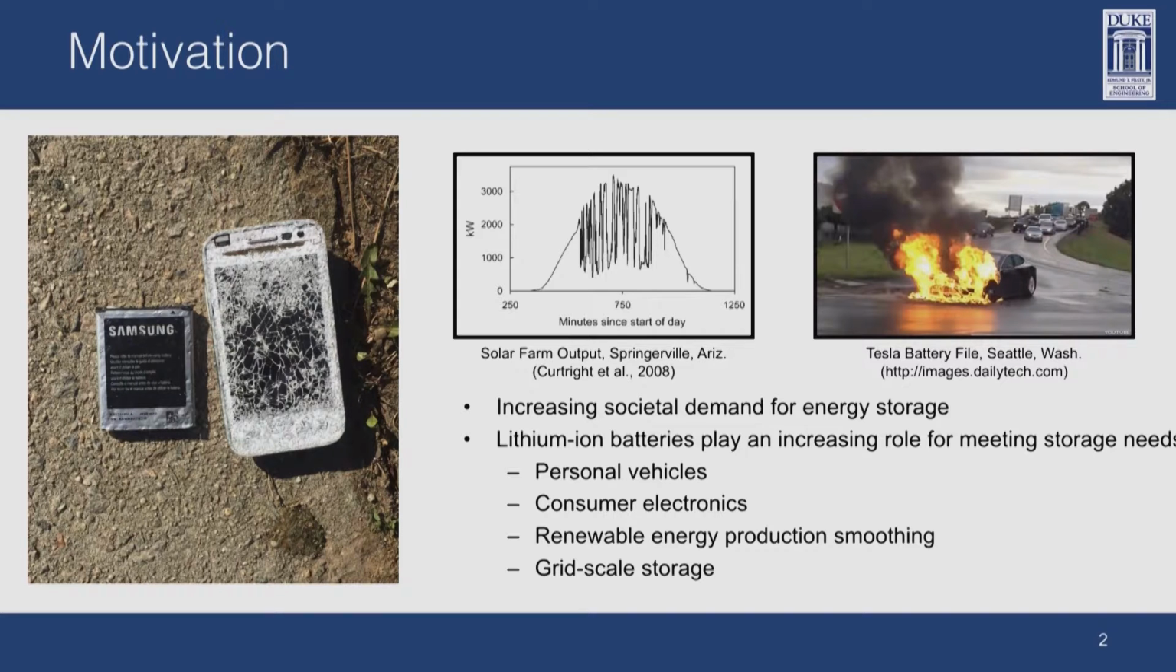On the left here, or in the center, is a plot of the output of a solar farm in Arizona throughout the course of a day. You can see it's generally a sinusoidal shape, but as every cloud passes over, there's a high degree of variability. Coupling this solar farm with a bank of batteries can greatly smooth the output and ease the load on the grid. And of course, here on the right is a well-known image of a Tesla car with a battery fire. This simply shows that there's still an opportunity to improve the safety of these energy storage devices.